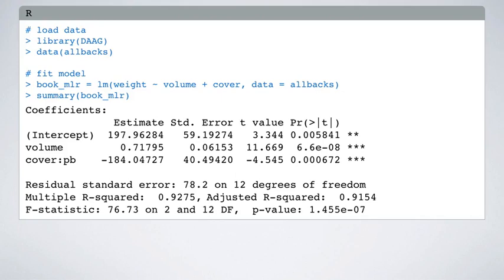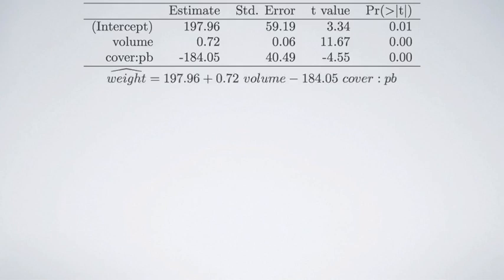We're going to actually parse through this regression output in detail throughout this unit, but for now, let's just focus on the estimates for the slopes and the intercept and think about how to interpret these values. First off, using these estimates, we can easily write the linear model as the predicted weight is equal to 197.96 plus 0.72 times the volume of the book minus 184.05 times cover PB.